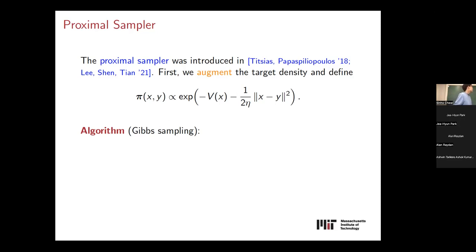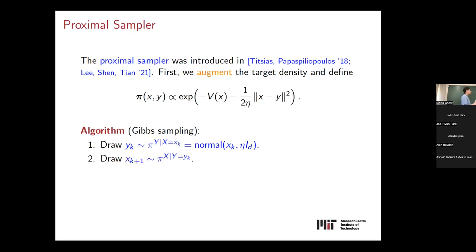So what is Gibbs sampling? Gibbs sampling just alternates between sampling from the conditional of x given y and sampling from the conditional of y given x. Explicitly, given an iterate xk, we draw yk from the law of y given x. And if you look at the law of y given x from this target distribution, you'll see it's just a Gaussian distribution centered at xk with variance eta. So this first step of the algorithm is very easy to implement.